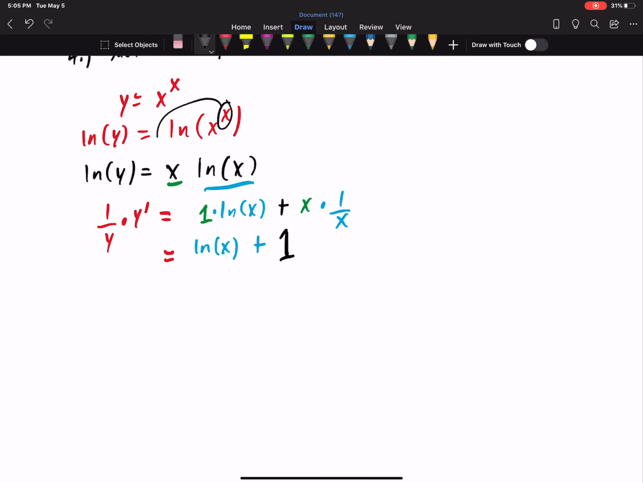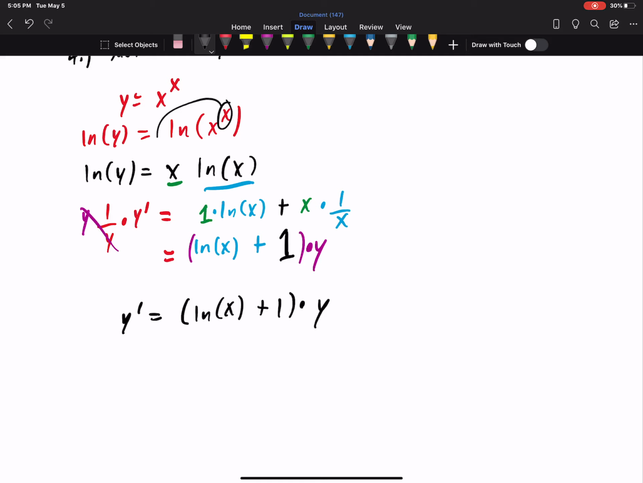So what we're going to do is we're going to multiply both sides by y to kill this thing. Just like that. Make sure you put parentheses around your entire right-hand side because you're multiplying the entire right-hand side by y. So what this gives you is y prime is equal to natural log of x plus 1 times y. Okay.